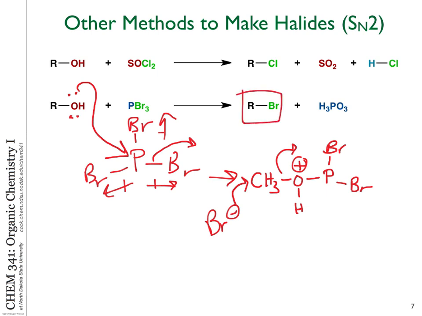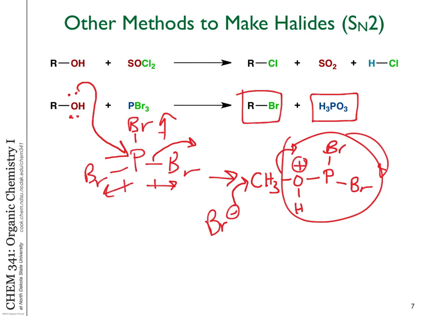Eventually what happens is all three of these bromides react and three of the OH groups get put on there. And so after doing that 3 times with that phosphorus reagent, we end up with phosphorous acid as the byproduct. H3PO, sorry, not phosphoric, phosphorous, right? H3PO3.